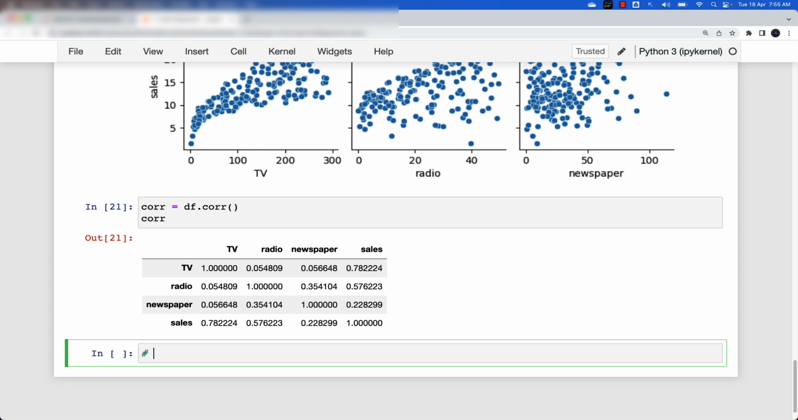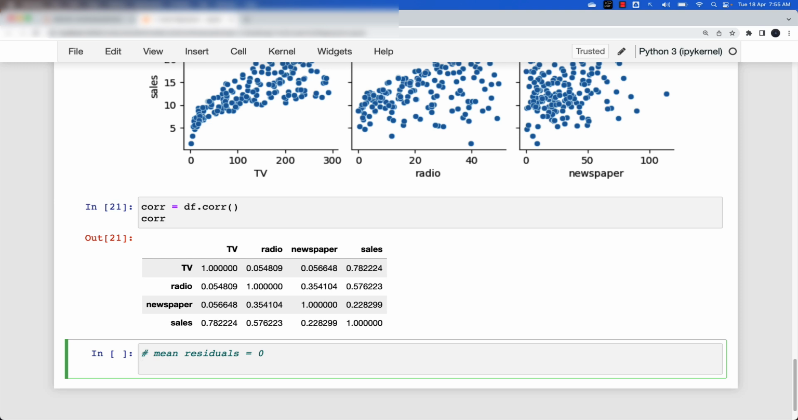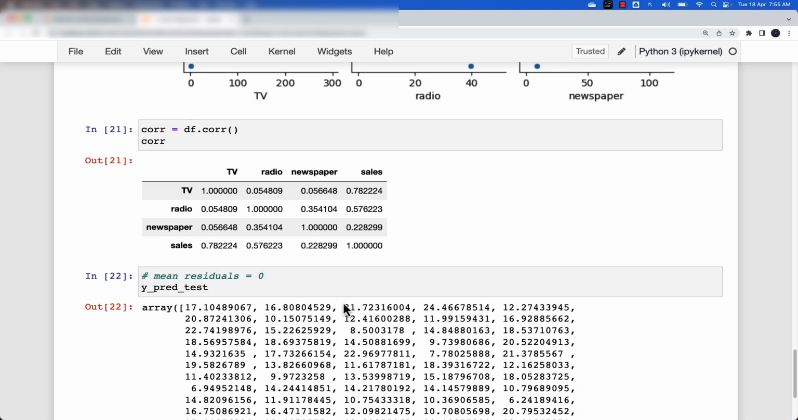Another important assumption that my linear regression algorithm is going to make is that the mean of residuals of my given data set is equal to 0. The mean residual is equal to 0. So this is another assumption of this linear regression algorithm. So let's go ahead and generate the prediction for this given data. Here we have the y_pred_test.